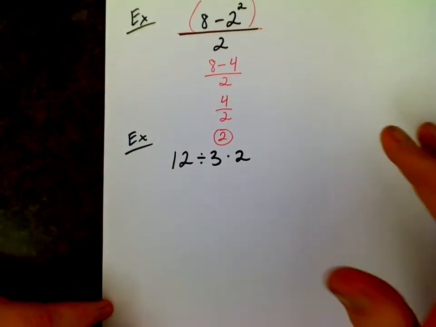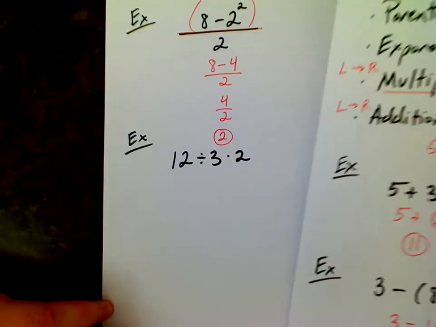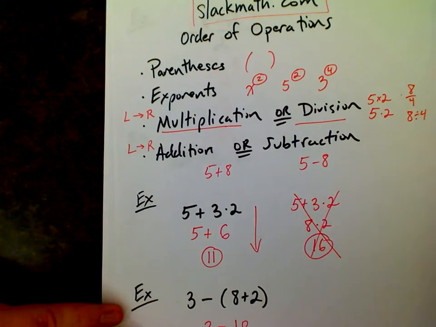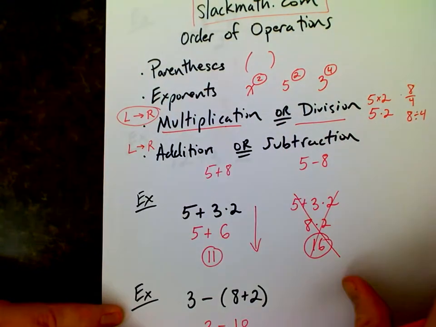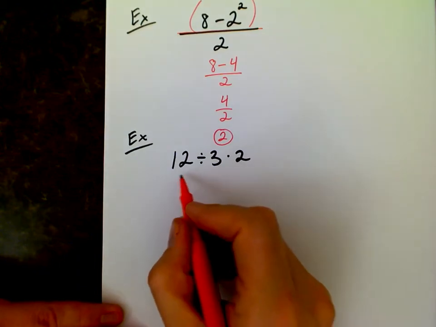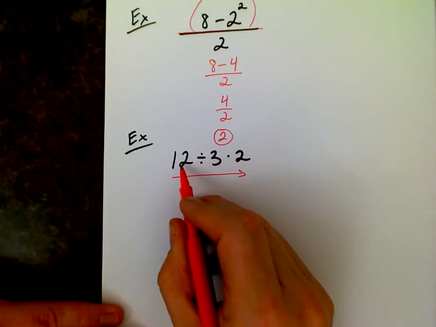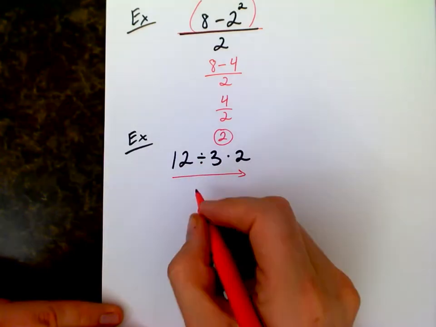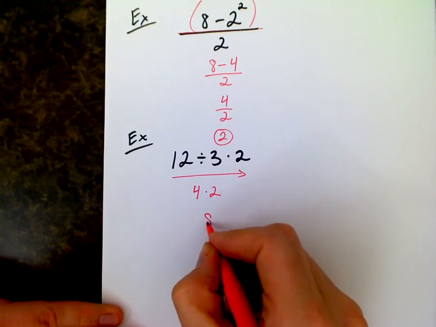And for the final one here, you've got 12 divided by 3 times 2. So according to the order of operations, we're going to look at multiplication or division going from left to right. So the first thing we see is division going from left to right. So we're going to actually divide 12 divided by 3, which is 4. Multiply that by 2, 8.